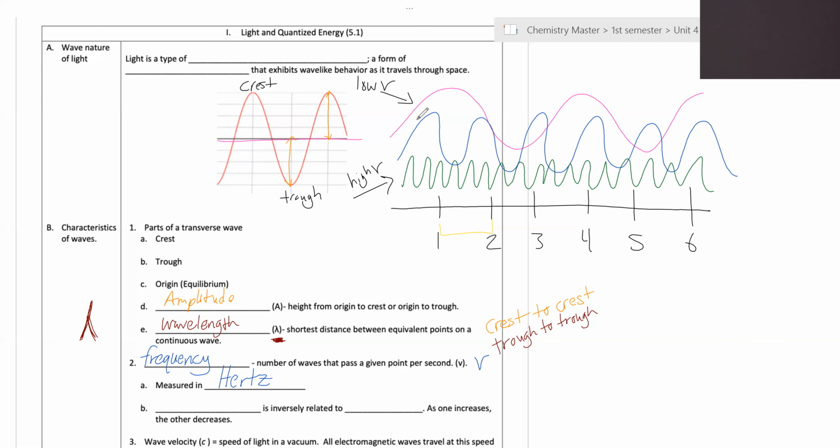All right. So the next thing I want to talk about is this B right here. I want you to look at what we talked about earlier, which was wavelength.